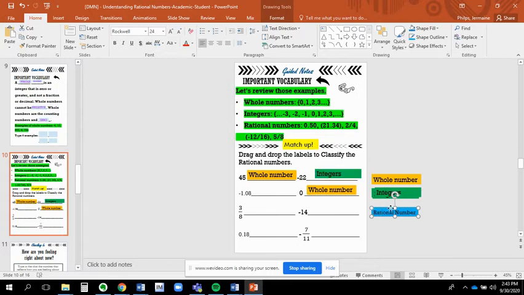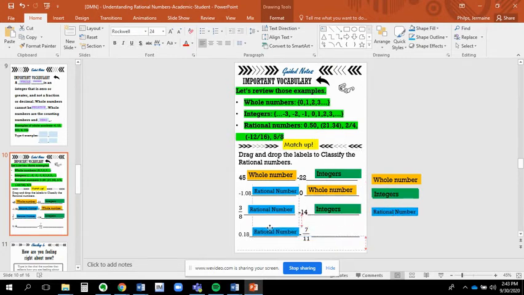-1 and 800ths is going to be our rational number. 3/8 is a fraction, so it's a rational number because it's not whole. -14 is a whole number, but it's negative, so it has to be an integer. 1800ths is a rational number because it's a decimal. And last is -711, which is going to be a rational number.